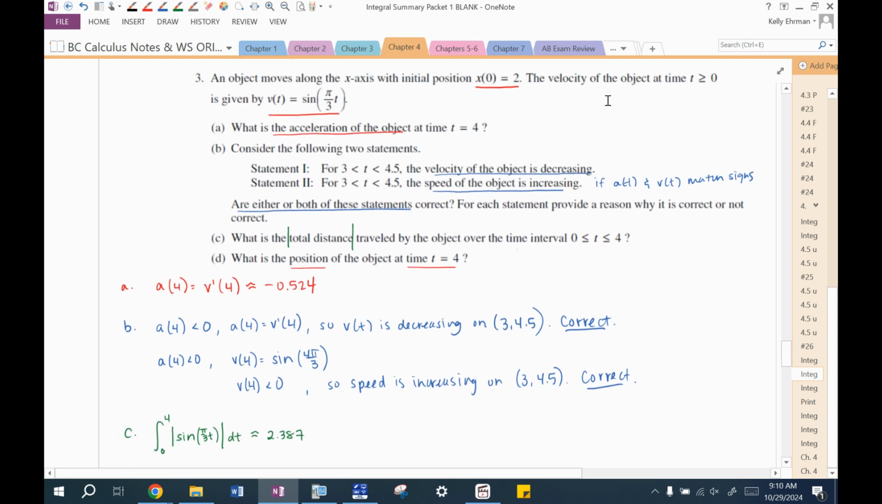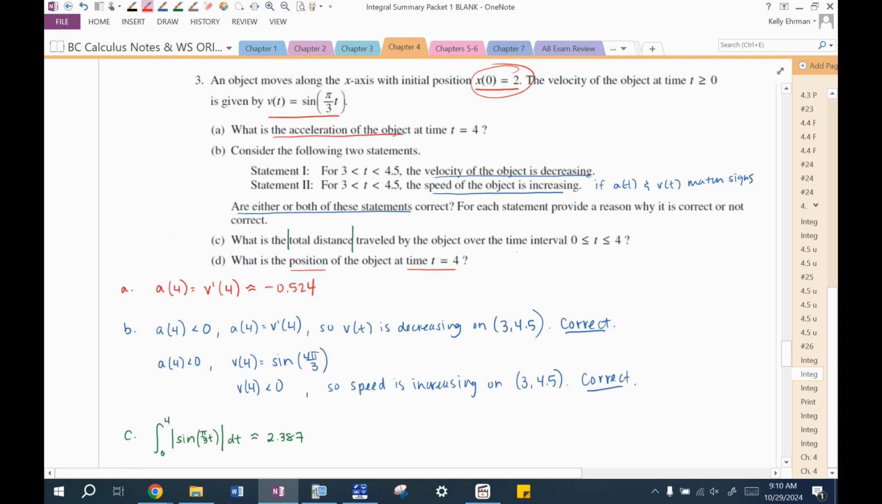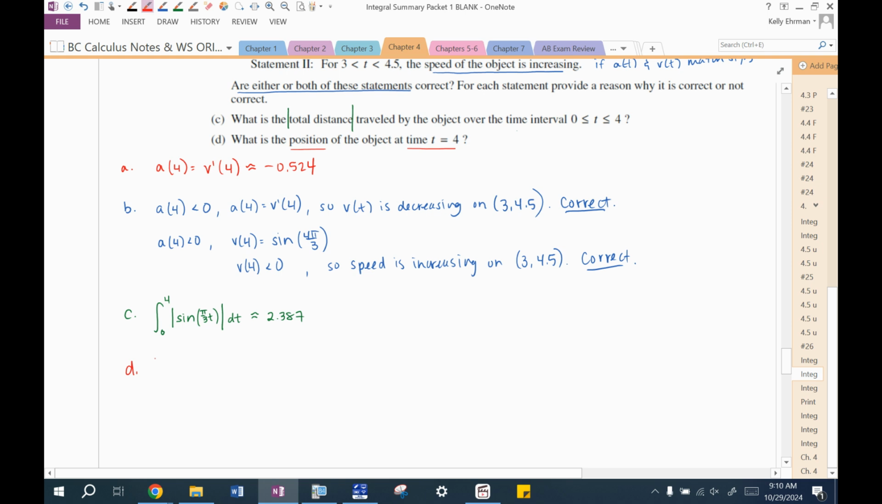So remember, we were given an initial position, x of 0. So if I want to figure out time 4, I'm going to start at x of 0. I'm going to add the change in position from 0 to 4 of v of t dt, or the integral of that, excuse me, and that should land me at x of 4.